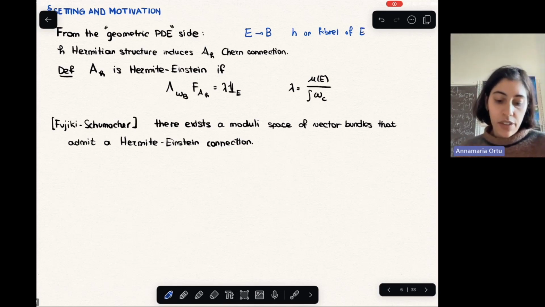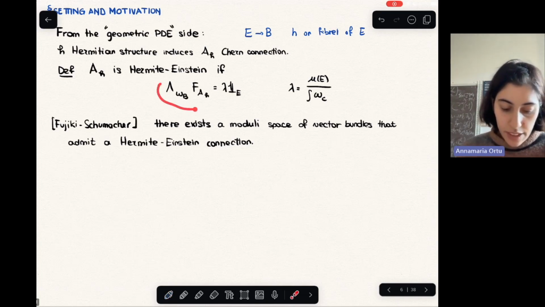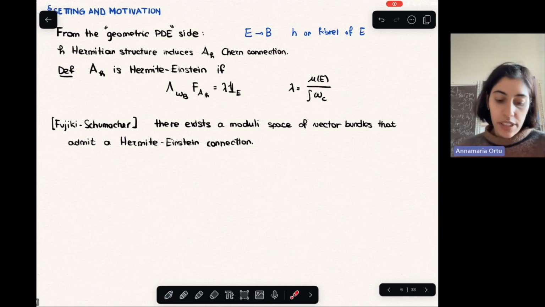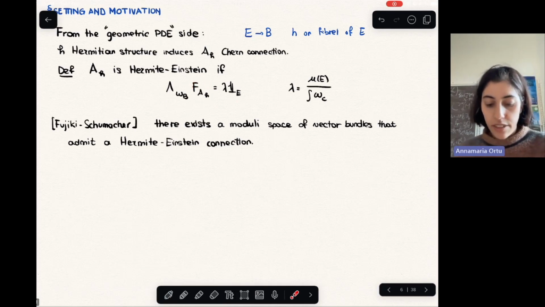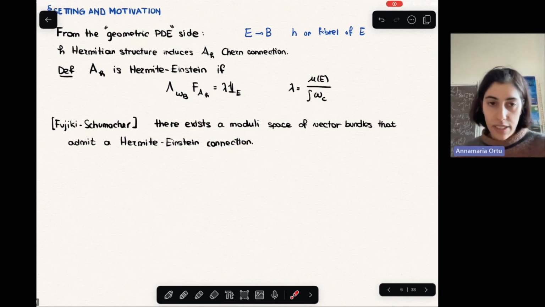This induces a Chern connection on the fibers, and this connection is Hermite-Einstein if it satisfies this equation, where on the left-hand side we have the curvature of the connection, so F denotes the curvature, and this is equal to some multiple of the identity. So it's constant in a sense, where the constant is given by the slope, so it's a topological constant.